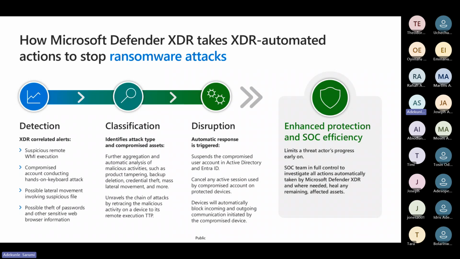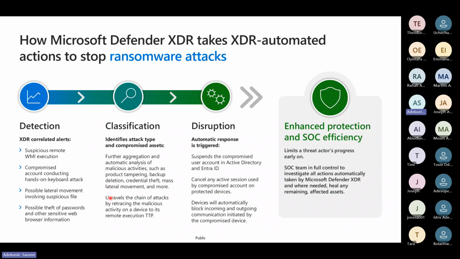So you just run all these checks. All these things happen in the background. That's why it makes your SOC team look so superb when you have Microsoft Defender, because you are not seeing this, but all this is just happening in the background for you to see later on. Also, it checks for possible theft of passwords and other sensitive web browser information. Then what it does is it classifies all this. So once it identifies these attack types and compromised assets, it does the aggregation and analyzes this. It unravels the chain of attacks as we've seen in those attack stories.